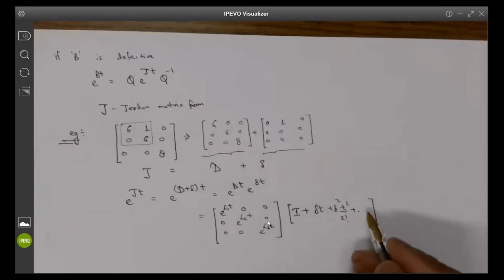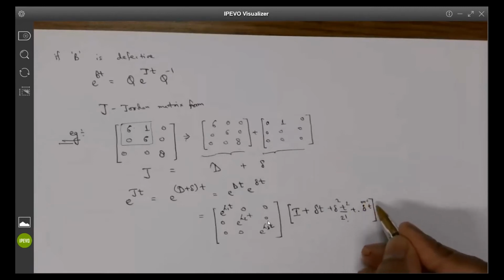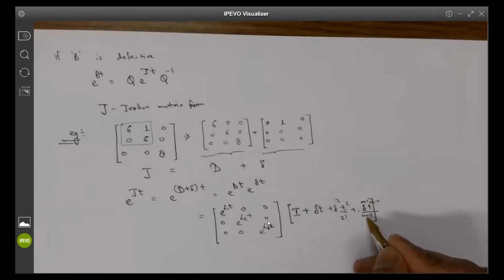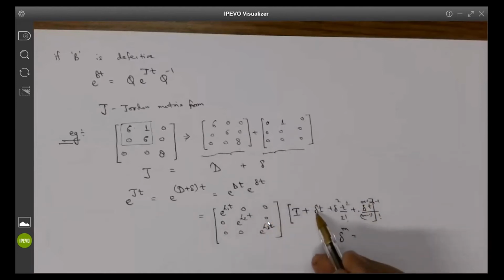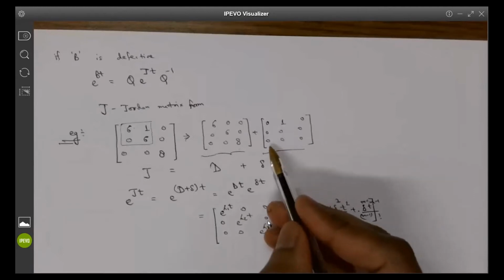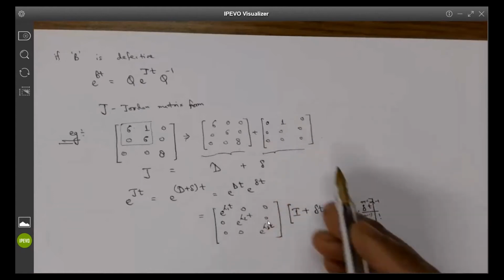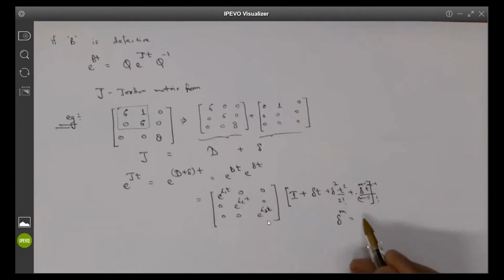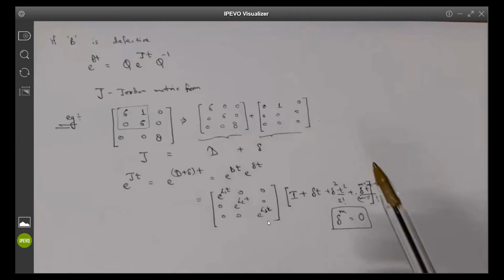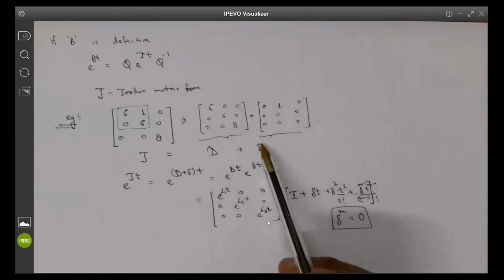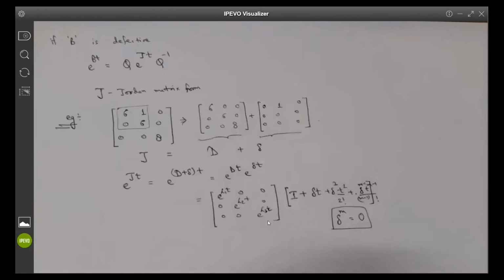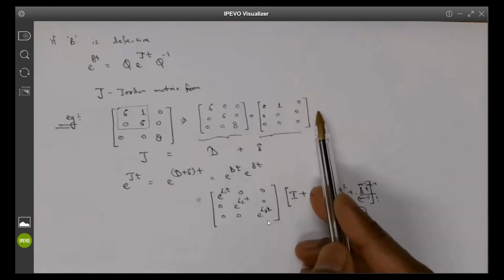And the reason that it is not going to be an infinite series, but is going to end at t^(m-1) by (m-1) factorial, is because when delta squared means this matrix is being multiplied by itself. So when you multiply this matrix with itself, there will be a time when delta^m will be 0 for this specific type of Jordan form. So if you have MATLAB, can you quickly find out what delta squared would be? Delta squared basically means this matrix multiplied by itself.